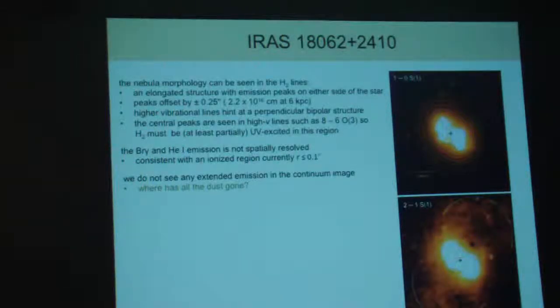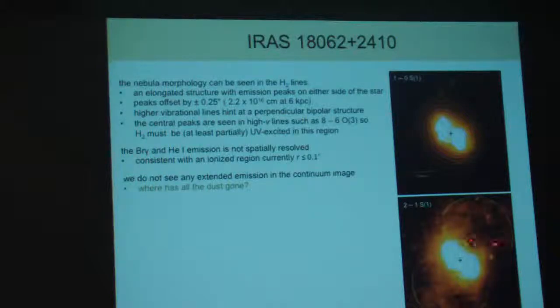If we look at the H2 lines, we can form an image, as I said, because we have a data cube. As far as we know, this is the first resolved imaging of this object. In the 1-0 S(1) line, you can see that we have an extended structure around the star, roughly about 2 arcseconds across, with these peaks of H2 emission on either side. And across there is a continuum centroid, and that's roughly the size of the expected photoionization region that's indicated from the radio observations.